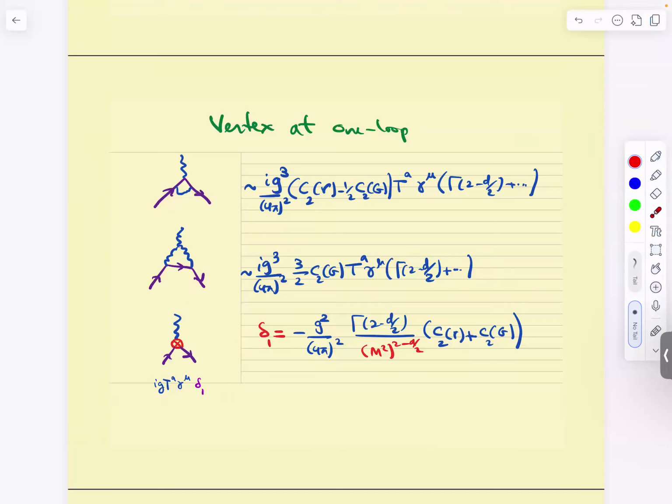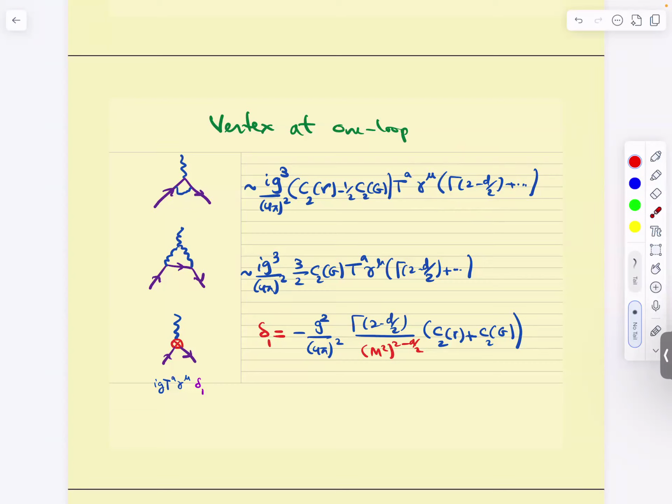Then we have the vertex at one loop. At one loop, there are two diagrams. This diagram is i g cubed, because there are 3 vertices, C2 of R minus half C2 of G. This part of it takes a little bit of calculation to figure out. And then there is the gamma function, as usual, with the pole at d equal 4. The gamma mu and T of A are just implied by the kinematics.